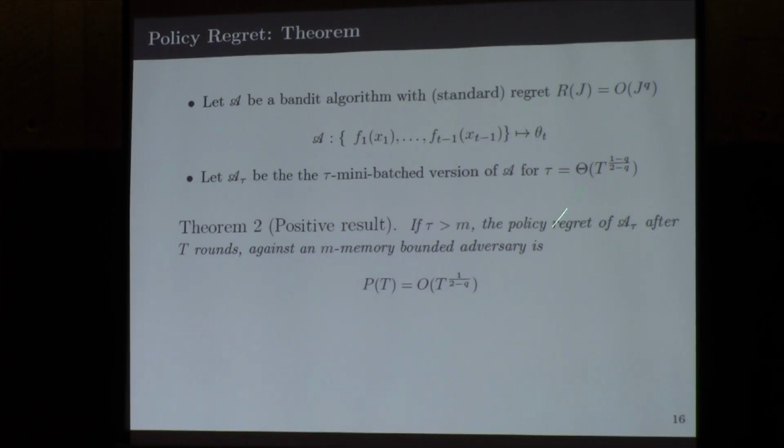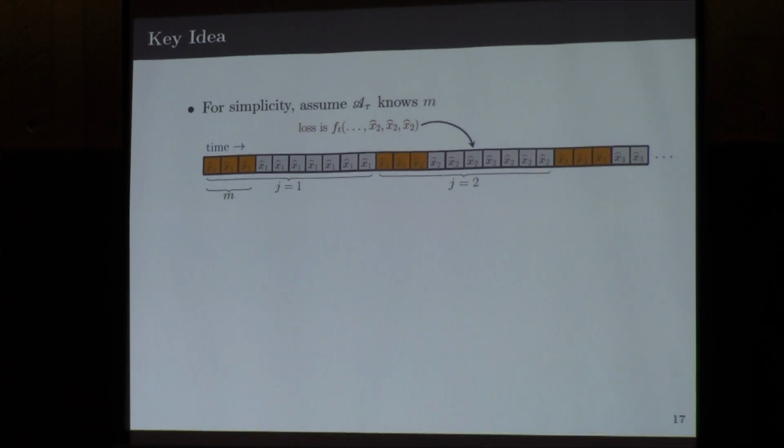So anything between 0 and 1 here will give you something between half and 1 here. Okay. All right. So this is what we're going to assume. For now, for simplicity, assume that the learner knows M, and these mini-batch sizes are larger than M. And we're going to ignore the losses on the rounds where the adversary is reacting. So the first M rounds are in each mini-batch.